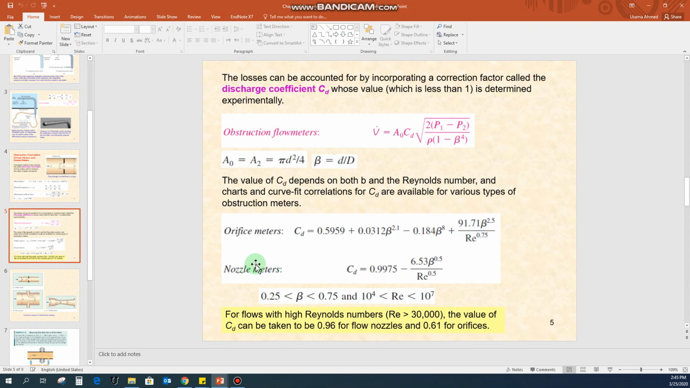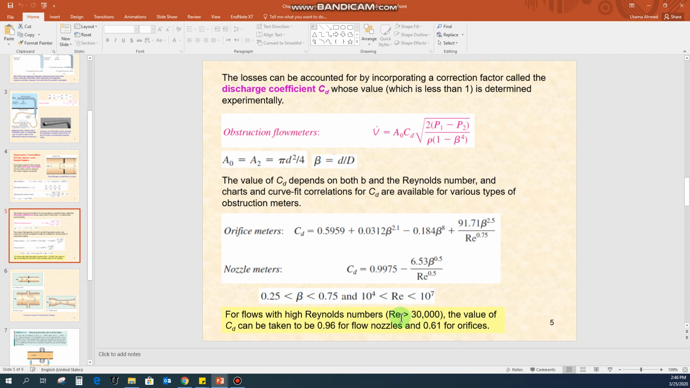Okay, and in the same way we have an equation for the nozzle flow meter, so you should have the value for beta and the Reynolds number. So if the value for beta is greater than 0.25 and less than 0.75, and the Reynolds number lies between these two ranges, then we can have this information. For flow with higher Reynolds numbers, greater than 30,000, the value for the CD can be taken as 0.96 for the flow nozzle and 0.61 for the orifice.